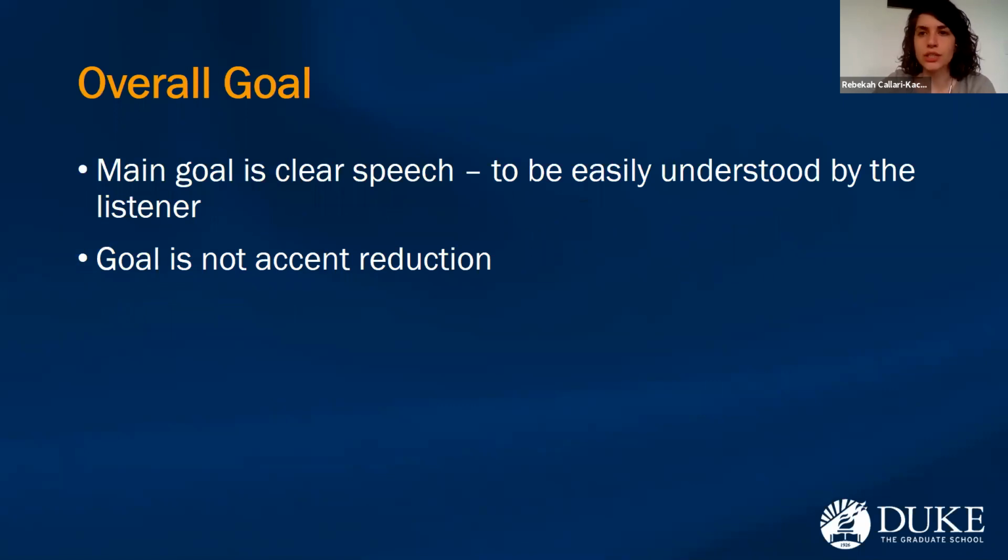So before we get started, I want to talk first about the overall goal of pronunciation instruction. The main goal is clear speech, to be easily understood by the listener. And the goal is not accent reduction. So we're not looking to sound like a specific type of speaker. Rather, we're looking to be successful speakers who can easily communicate with others.